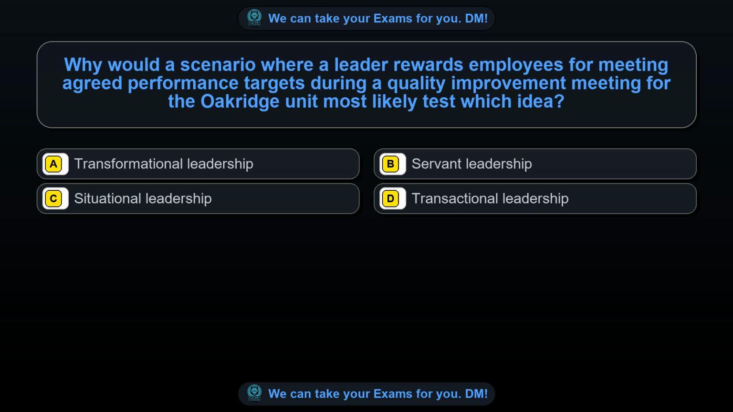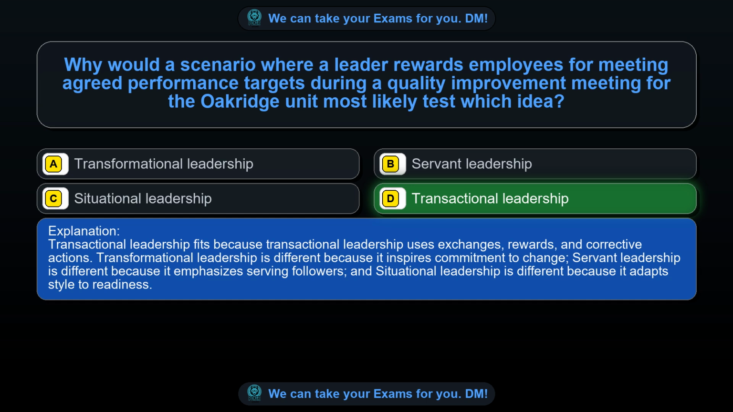Question 45. Why would a scenario where a leader rewards employees for meeting agreed performance targets during a quality improvement meeting for the Oak Ridge unit most likely test which idea? Option A, transformational leadership. Option B, servant leadership. Option C, situational leadership. Option D, transactional leadership. The correct answer is option D, transactional leadership.